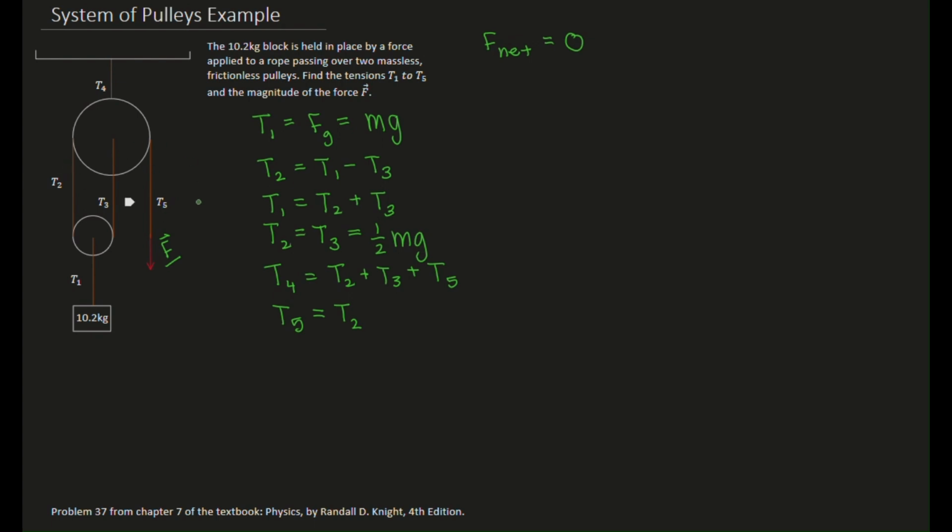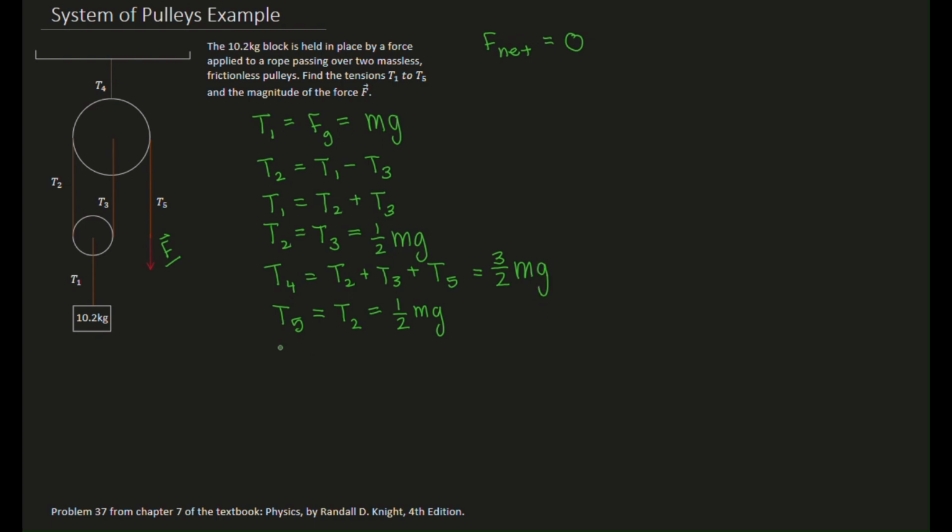The pulley is not spinning, so they are equivalent, which we found tension force 2 to be 1/2 the mass times the acceleration due to gravity. So that tells us that tension force 4 is then equal to 1/2, 1/2, 1/2. So we have 3/2 the mass times the acceleration due to gravity.